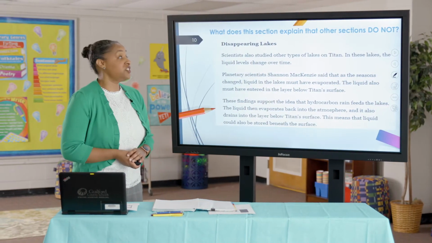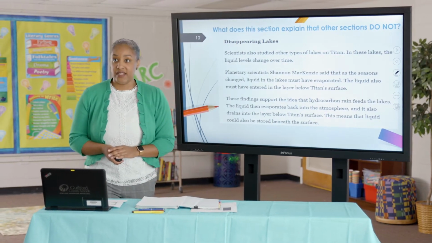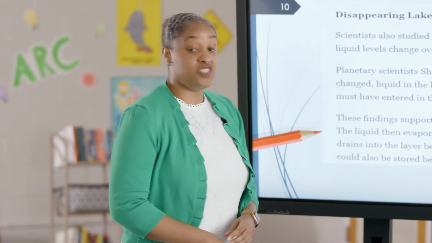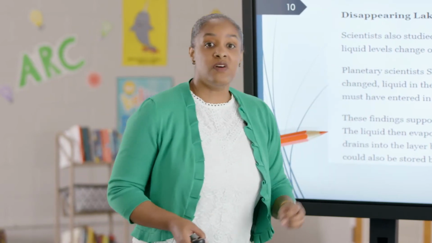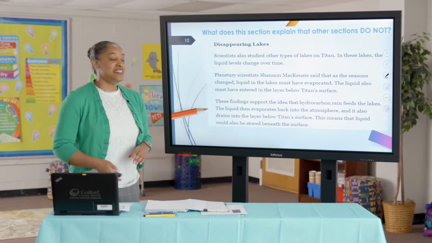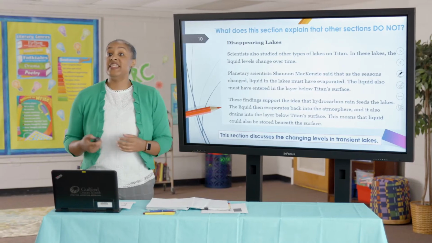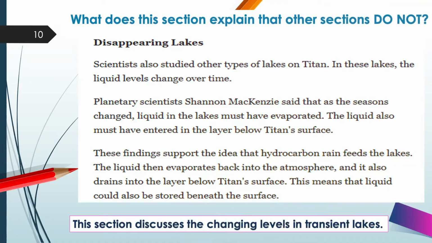So let's take a look at our question again. What does this section explain that other sections do not? Now keep in mind, we're focusing our attention on here, and the heading says disappearing lakes. So that tells me that this section is focusing on the characteristics of the lakes on Titan. So here's my statement. This section discusses the changing levels of transient lakes. Let's find some evidence to support my statement here. In our very first sentence, it talks about the other types of lakes on Titan.